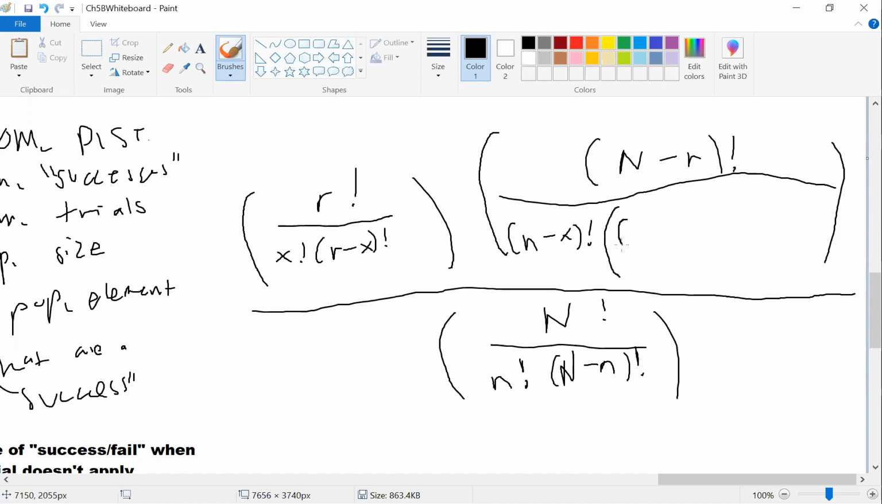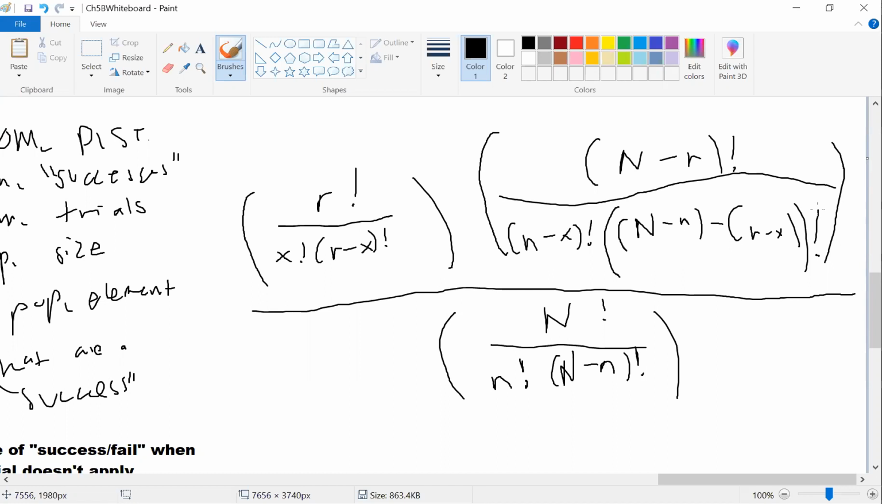And then the remaining part, capital N minus lowercase n minus r minus x, and that whole thing factorial. That is the big, fat, nasty formula of doom. There are easier ways to write it, but the calculation still stays the same. I figured I'd just give you the whole big thing and get all the letters.